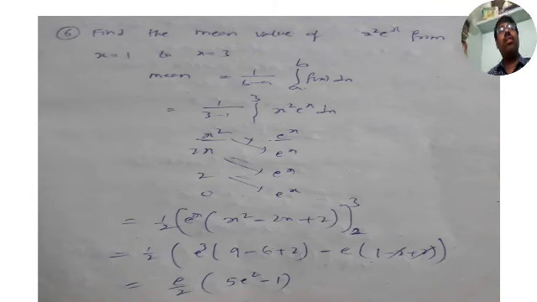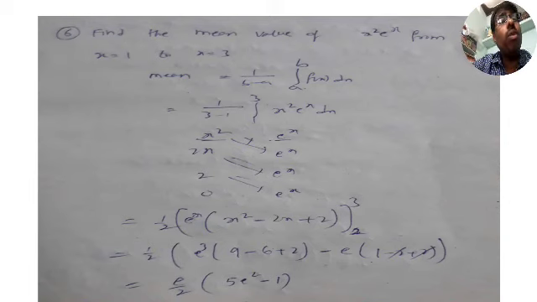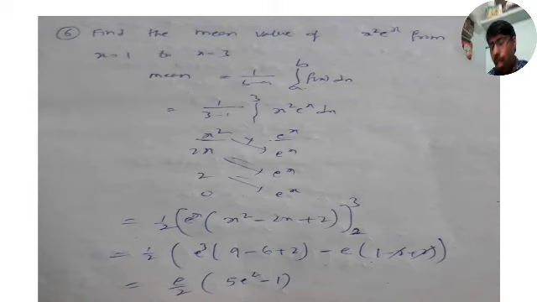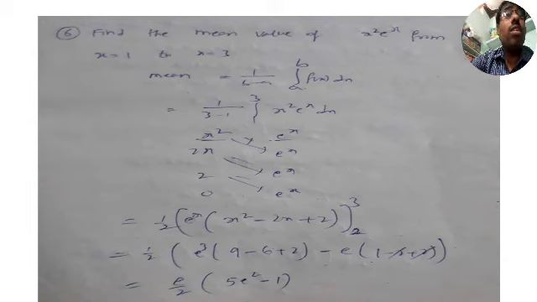Yes, this is my next problem. Find the mean value of x square into e power of x from x is equal to 1 to x is equal to 3. The function is x square into e power of x from x is equal to 1 to x is equal to 3.